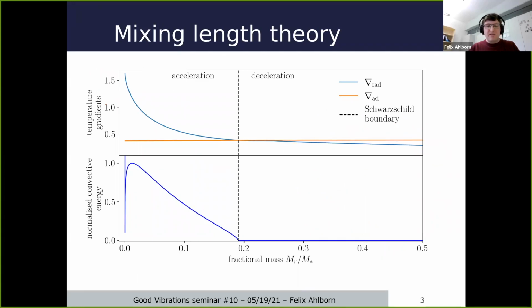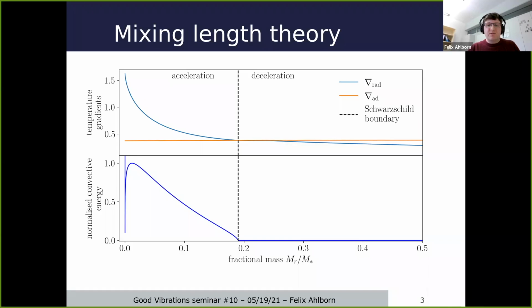So how does this convective boundary look like from a theoretical point of view? In this figure, in both panels, I illustrate the convective core of a 5 solar mass main sequence star. And the upper panel shows the relevant dimensionless temperature gradient in the star, which is the radiative gradient, the gradient which would be achieved if flux would be only transported by radiation, shown with the blue line, and then the adiabatic gradient, which is the gradient which would be achieved by adiabatic motion, shown here with the orange line.